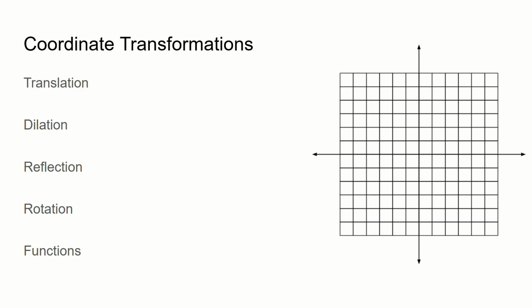Hello everyone, today I will be going over coordinate transformations. These are basically operations that you can do to a certain set of points that will transform them into a different set of points. So the main ways of doing transformations are translation, dilation, reflection, rotation, and I'll also be going over function transformations in this video.